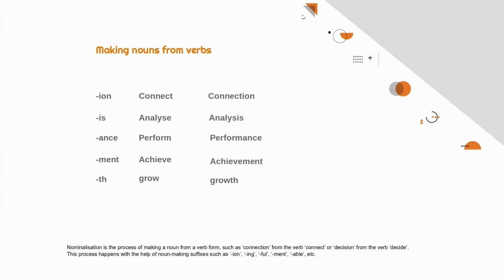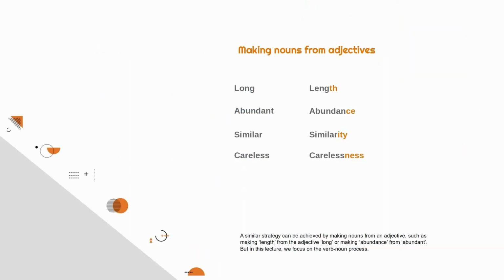Nominalization is the process of making a noun from a verb form, such as connection from the verb connect or decision from the verb decide. This process happens with the help of noun-making suffixes such as ion, ing, ful, ment, able, and etc. A similar strategy can be achieved by making nouns from an adjective, such as making length from the adjective long or making abundance from abundant. But in this lecture, we focus on the verb-noun process.